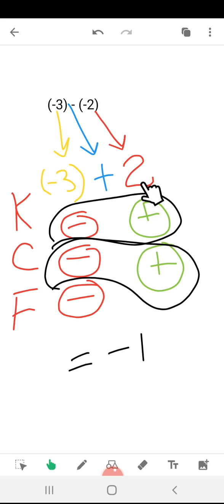So all you have to do, remember now, is keep the first integer, change the sign to addition, and then flip the last integer. Then you draw your chips to assist you. So basically, we're changing our subtraction problems to addition. Keep, change, and flip.